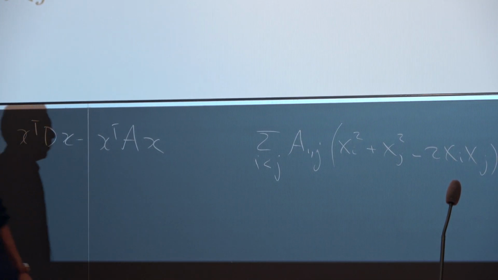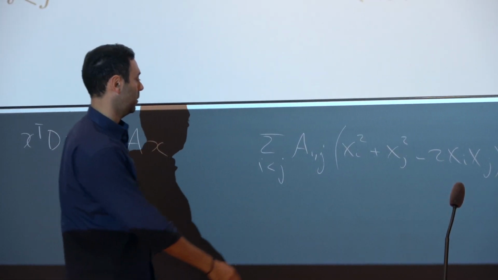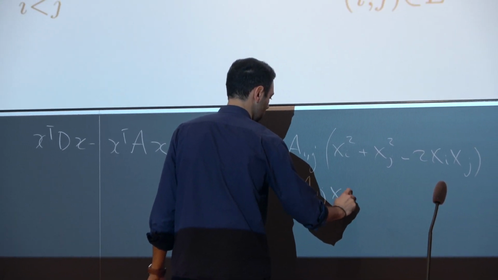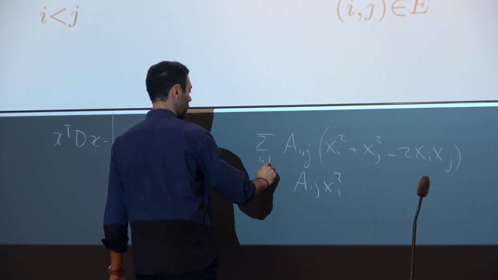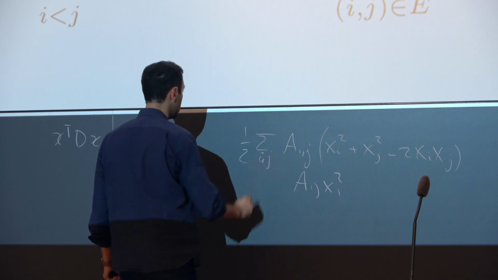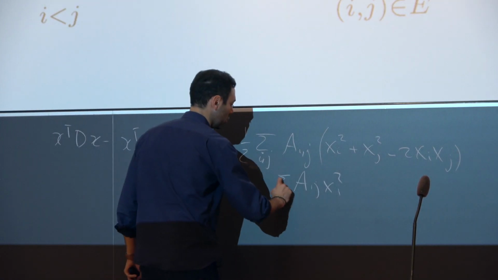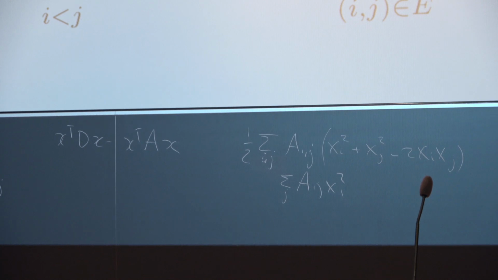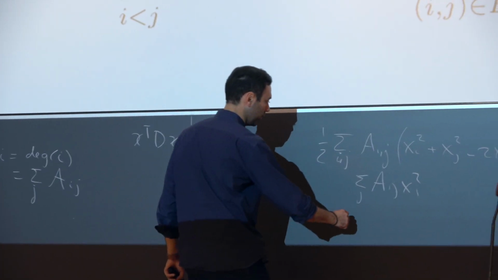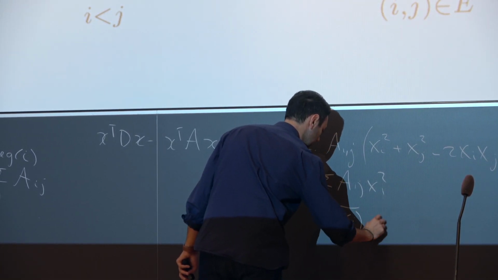Okay. So now, if you distribute this Aij on each of these terms, what you see is that there's going to be Aij times xi square, but I'm summing over i less than j. In fact, I can replace that sum by all i and j, and I put a half, because the matrix is symmetric. So if I sum this over all j first, then I'm going to pick up the degree of i, so that gives you degree di times xi square.